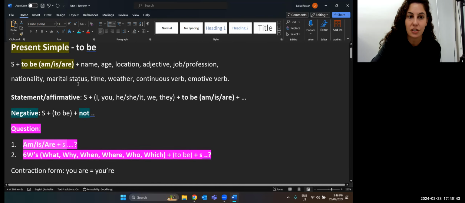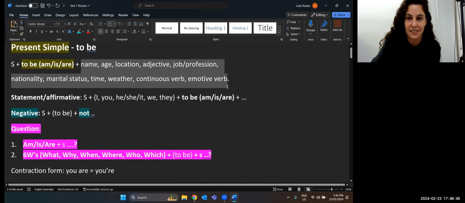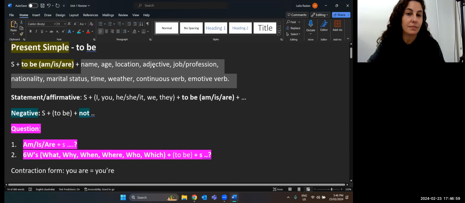So when I write the dots, that means all of this. So for example, are you from Brazil? Are you Maria? Are you 20 years old? Are you tall? Are you a lawyer? Are you Brazilian? Are you married?